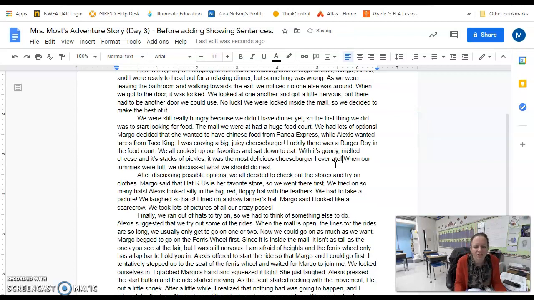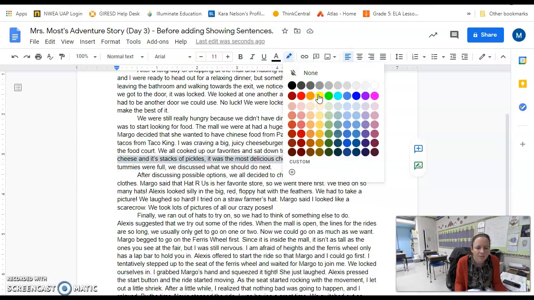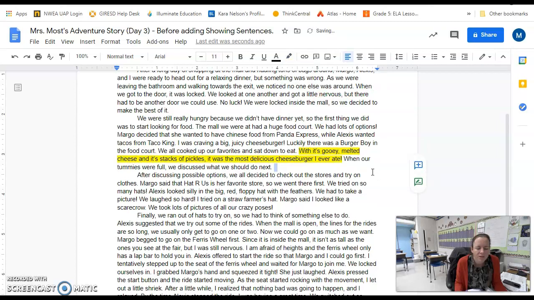Okay, and since I changed that sentence, I wanted to be able to show you which one I changed. So I'm going to highlight that. I'm going to take it, drag it, and then up here, see this little thing up here? It says highlight color. I'm just going to put a yellow background to it. That way you can easily see that I changed that one to a showing sentence.